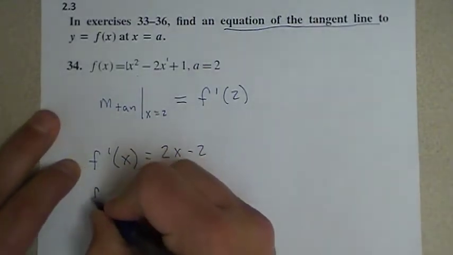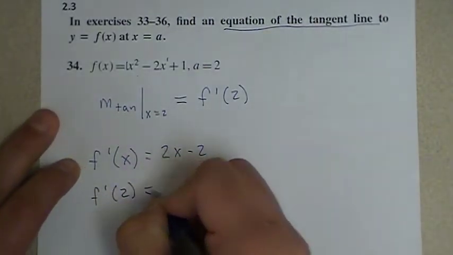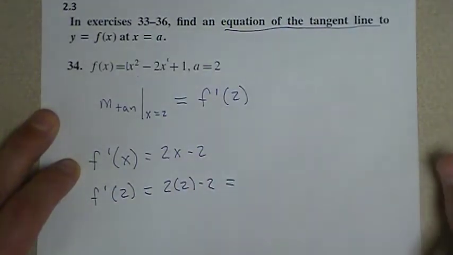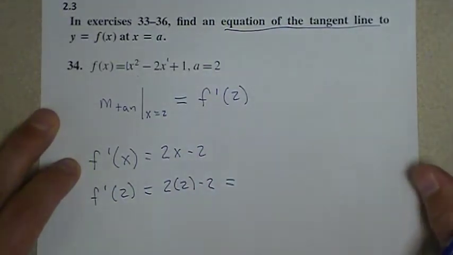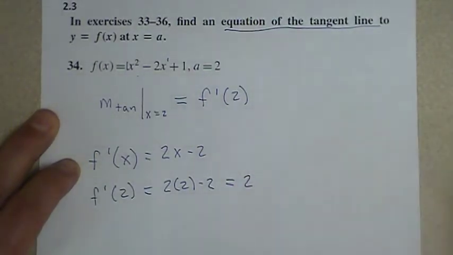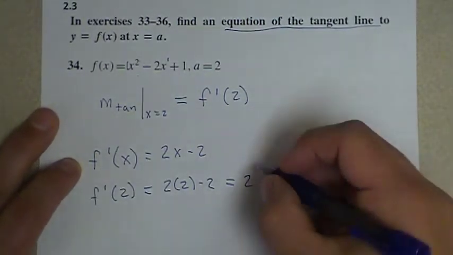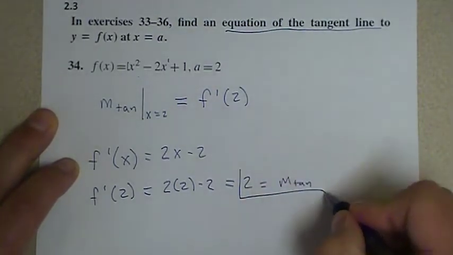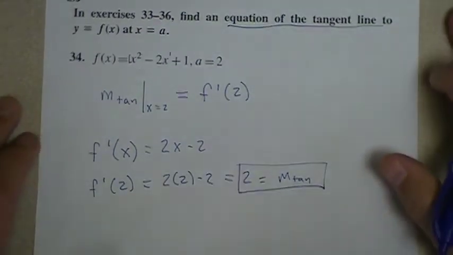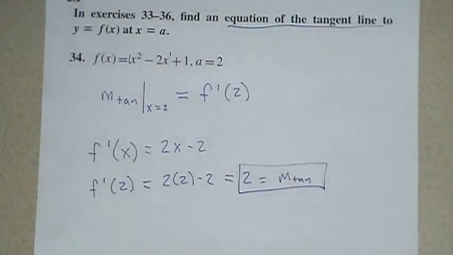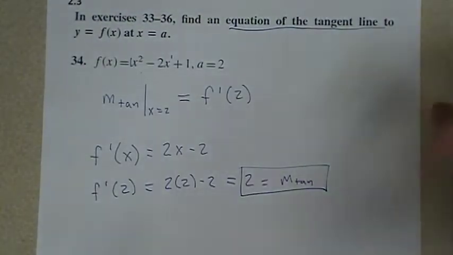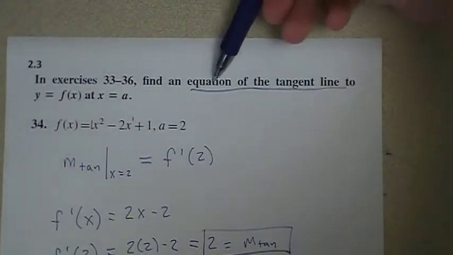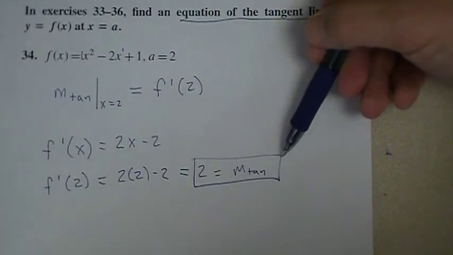If we want the slope of the tangent line at 2, all we need to do is evaluate this derivative at 2, and the slope of our tangent line ends up being 4 minus 2, or just 2. So here is our slope. What happens a lot when we're doing this sort of problem is people have done all the calculus and they quit here. But we want an equation of the tangent line. All we have is the slope of the line.